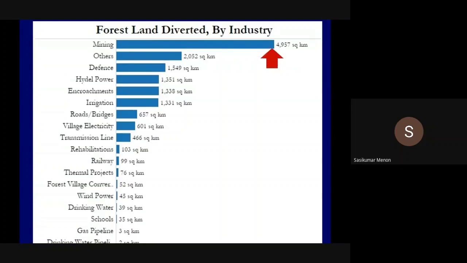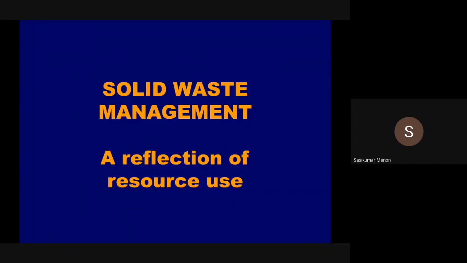Now, if you look at all the industries which we are using the forest land, you will find mining using the maximum. And recently, government has cleared a lot of lands for mining. Without mining, we do understand that our developmental projects, industries cannot sustain, but there has to be some kind of sustainability even in mining. That's something which we need to also look at very seriously.